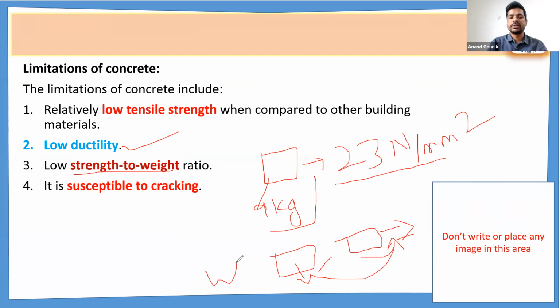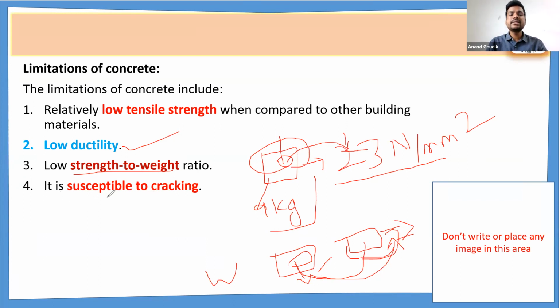Suppose it is a wooden member. If you compare the weight to strength ratio, the strength will be more for less weight. But for concrete it is not like that. It has a high amount of weight, and it also gives high strength. Here the main point is that the weight of the concrete material will be more for the same strength, compared to other materials.